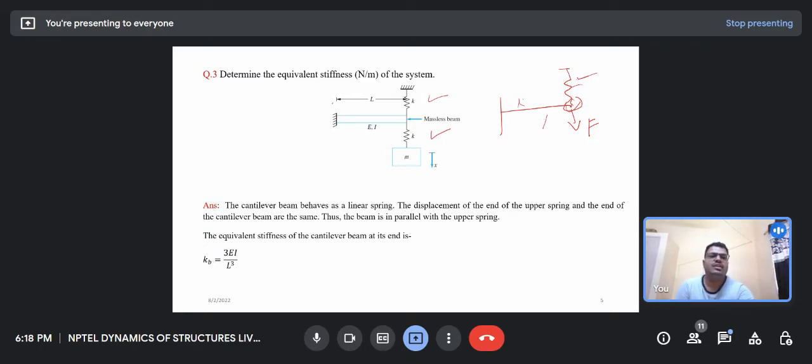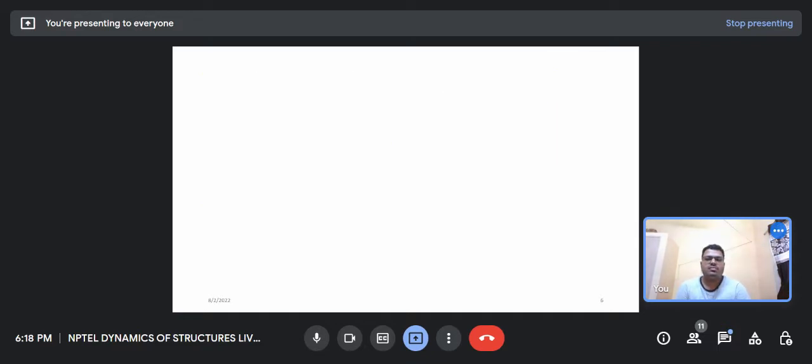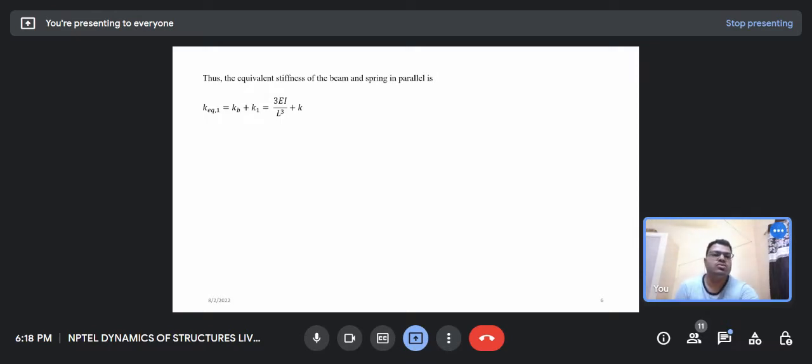cube. This is the same kind of statement which I have written here: the cantilever beam acts as a linear spring, and the displacement at the end of the upper spring and the end of the cantilever beam are the same, thus the beam is parallel with the upper spring. After that, these are in the parallel combination, so K equivalent 1 becomes 3EI by L cube plus K1.